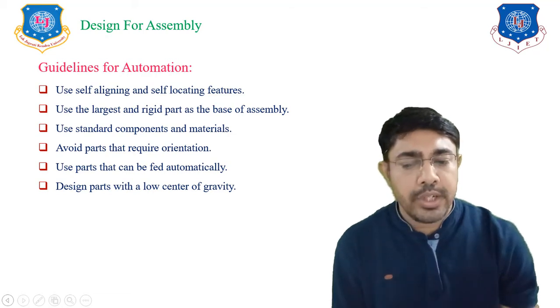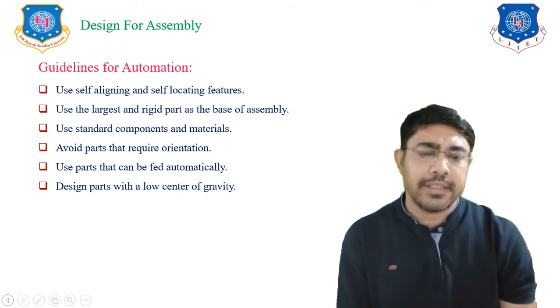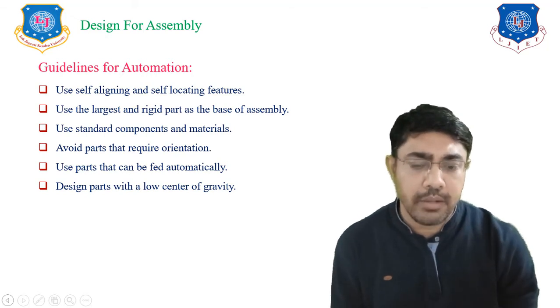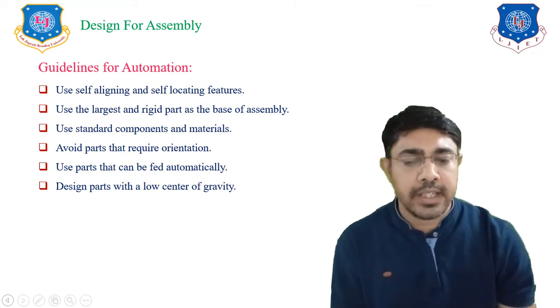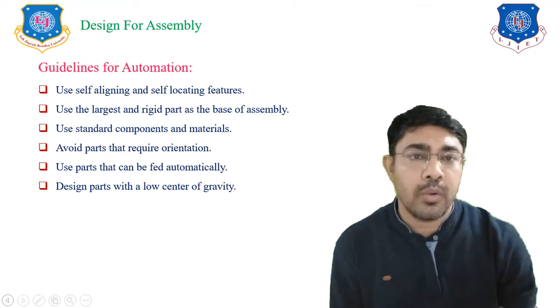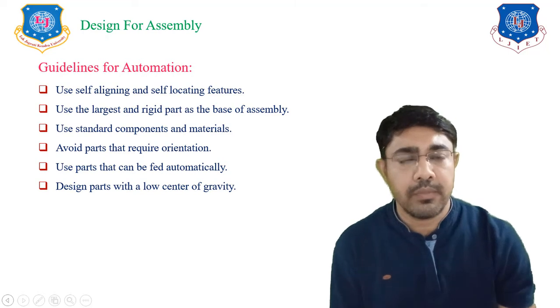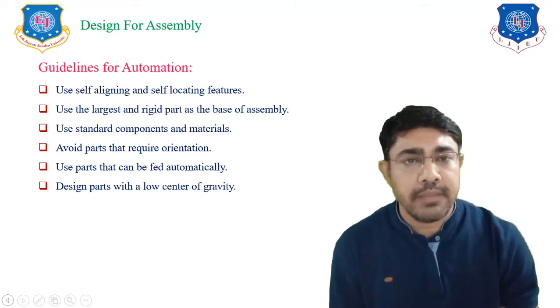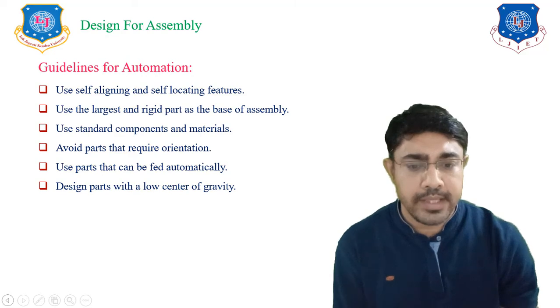Next is use the standard components and materials. And next, avoid the parts that require orientation. So we have to avoid the parts that require orientations. We have to make the parts as symmetrical as much as possible. Next is use the parts that can be fed automatically. And the last is design parts with a low center of gravity. So we have to keep in mind that when we design components, the center of gravity must be low. So these are the guidelines for automation according to the design for assemblies.